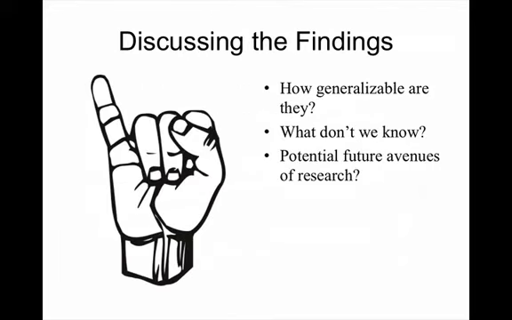Now, towards the end, you want to discuss the findings after you have conducted your research. And you want to discuss the limitations of those findings as well. So how generalizable are your findings? You want to first summarize the findings, and then you want to critique and analyze those findings. How generalizable are they? Are they only specific to California? Are they only specific to the United States? How generalizable are these findings? Not only that, but what don't we know? What questions were left unanswered? And potential future avenues for research. How can future scholars build upon the work that you've just conducted?